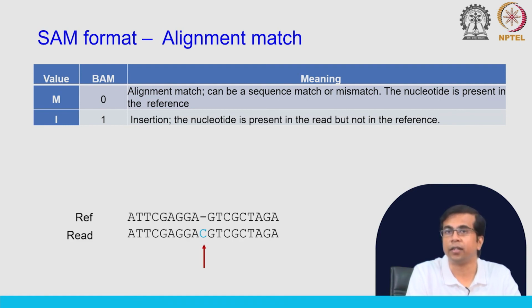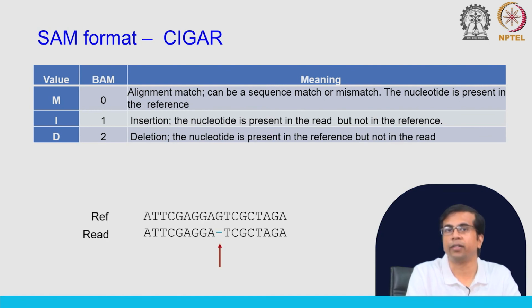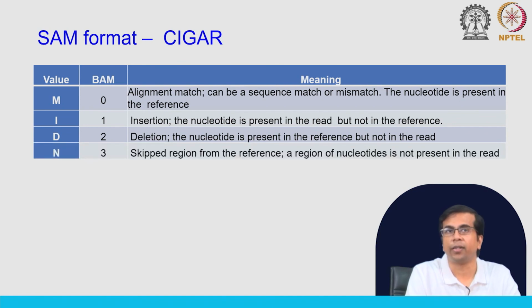So, this is an insertion in the read. Then you have D, which is the deletion. The nucleotide is present in the reference, but not in the read. So, this has been deleted in the read. That is why we call it deletion, and this is an example. Here you see this G present in the reference, but not present in the read. So, this would be a deletion.